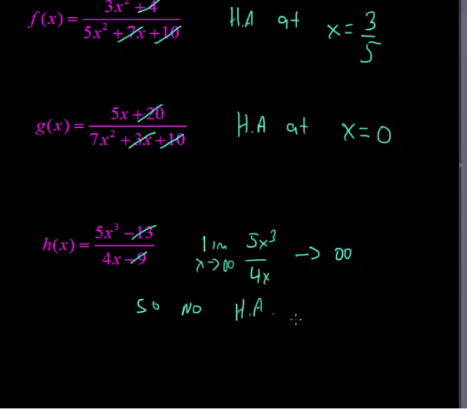The one other thing I haven't addressed, but I'll at least talk about it for a moment, is that if the numerator is just 1 degree higher than the denominator, then you actually end up with a slant asymptote, and you have to do long division to find that slant asymptote.